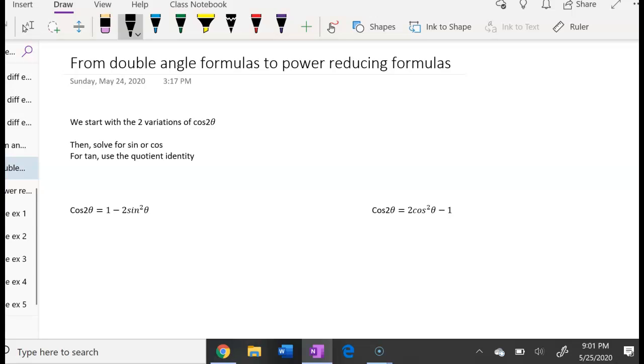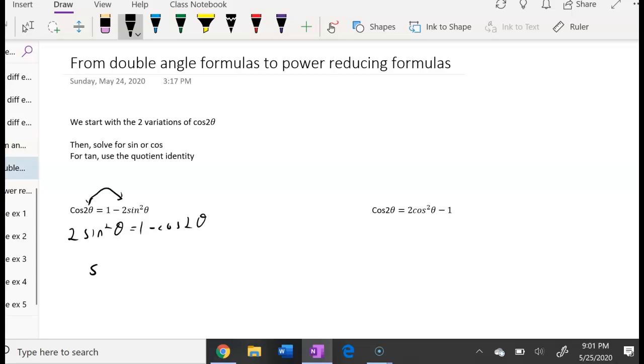So all we're going to do is notice that on one side of this is the sine squared of theta, and we're going to basically solve for that. So, why don't we add this to both sides and subtract this from both sides. So we're going to do a little switch here. We're going to add 2 sine squared of theta to both sides, leave that 1 right where it is, and then subtract the cosine of 2 theta from both sides.